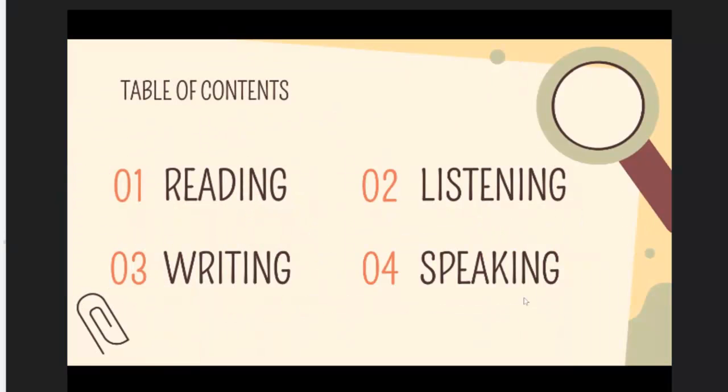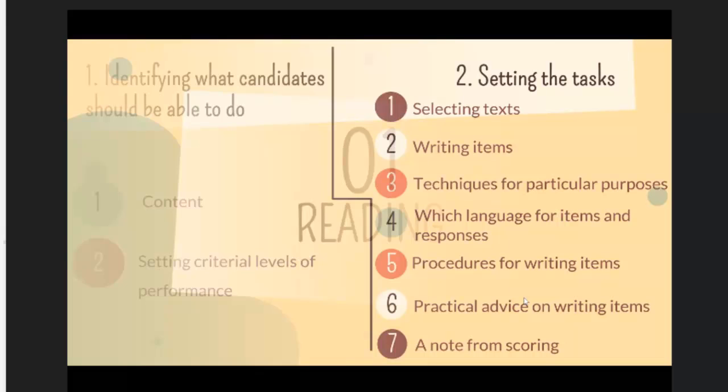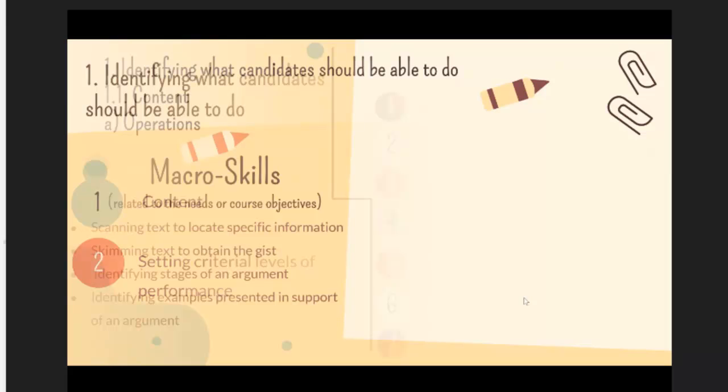Okay, so let's talk about assessment for reading, listening, writing, and speaking. The first one is reading. We'll talk about two main sections here. First, we have to identify what the candidate should be able to do, and then we will move on to setting the task. For the first one, we'll talk about the content.